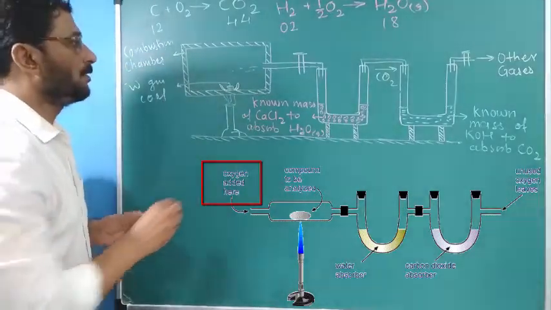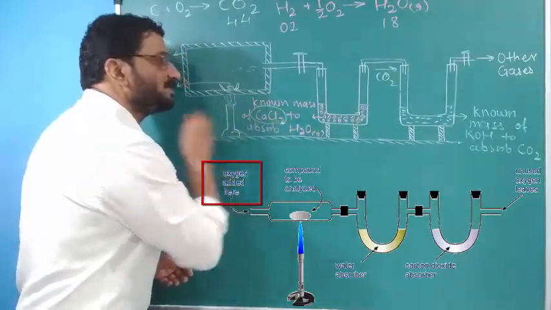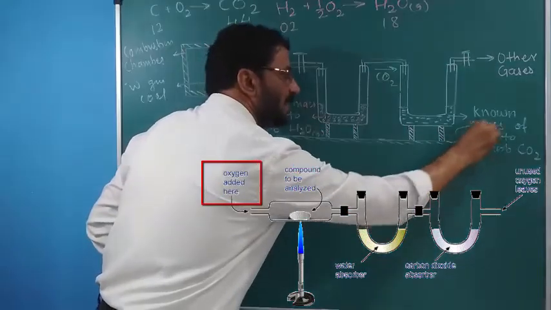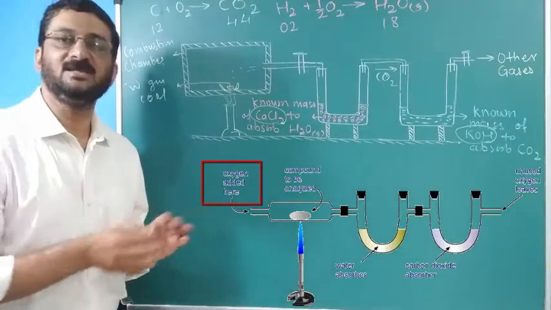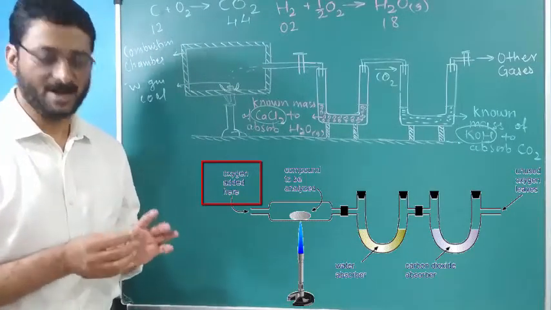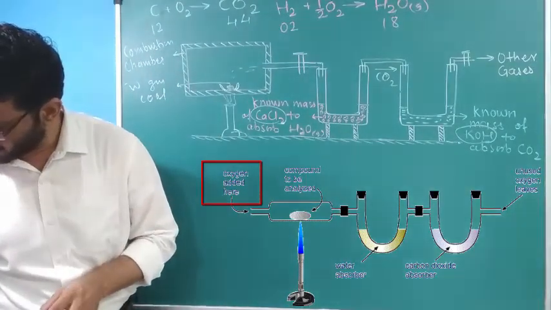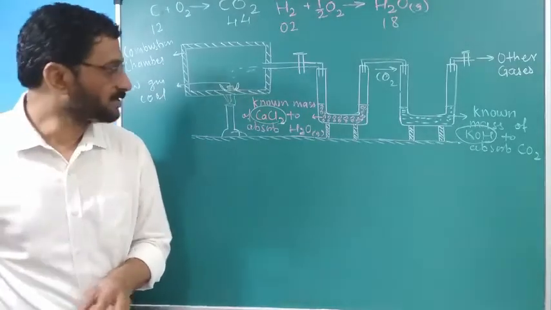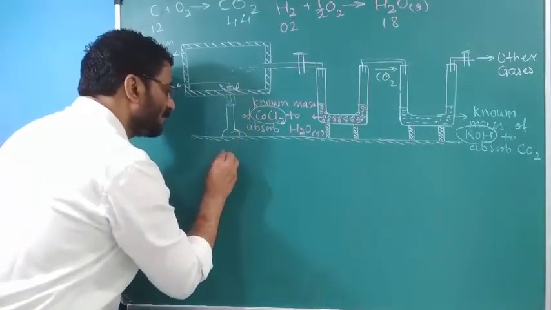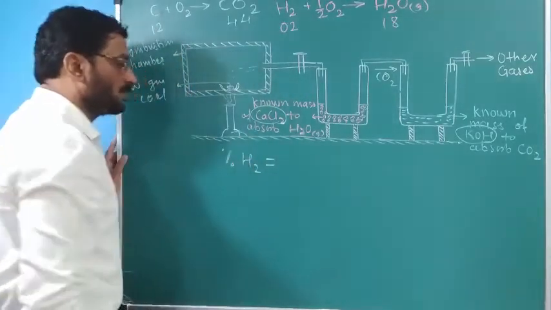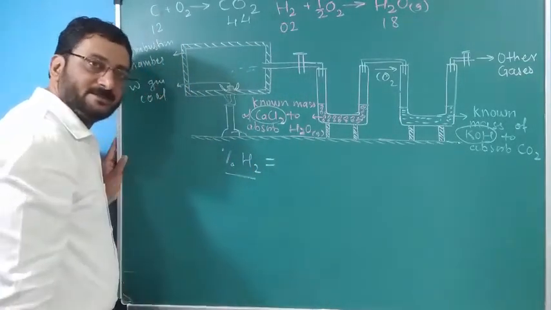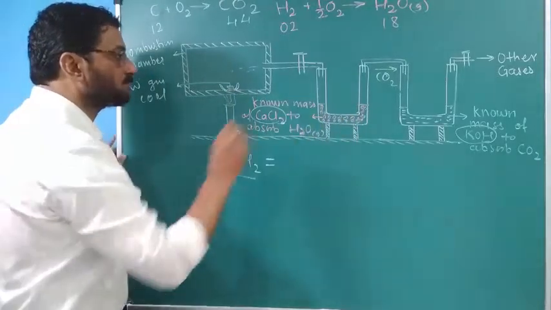Now, from the rise in the masses of CaCl2 as well as KOH, by putting simple equations, we can easily find the percentage of carbon and hydrogen in a given amount of coal. What is the formula for that? A simple equation you can make. Percentage of hydrogen is equal to what? We want to find the percentage.